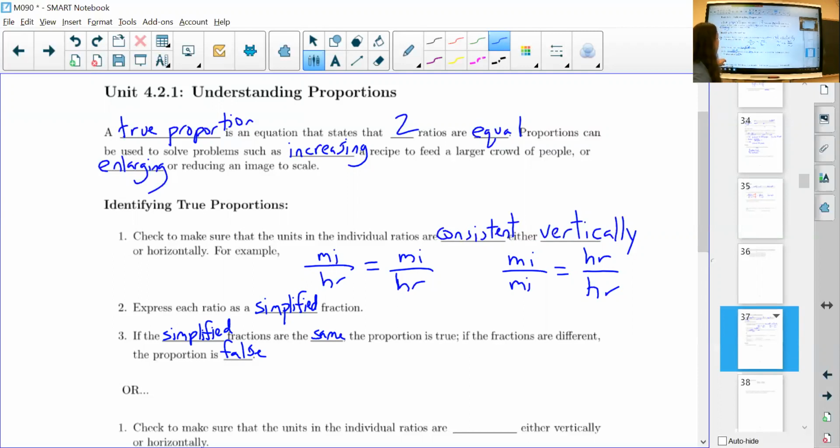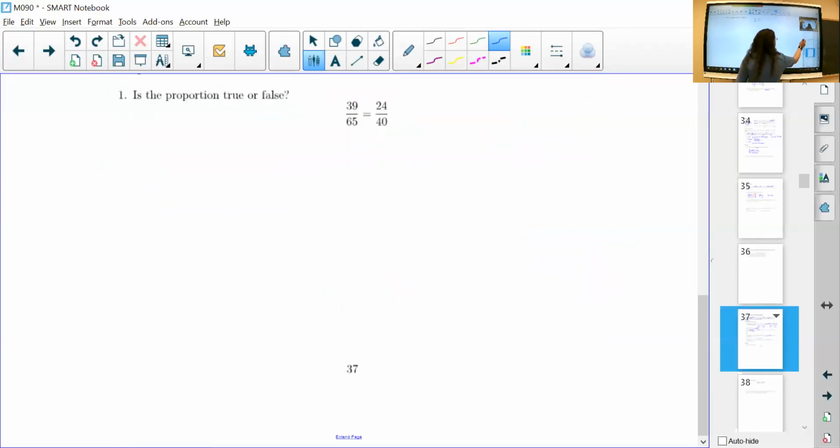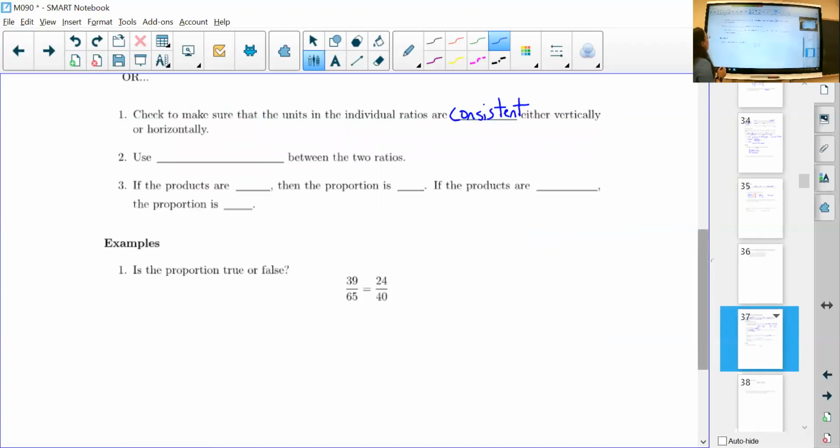Method two says, again, check to make sure that the units are consistent, either vertically or horizontally. And then we're going to use cross multiplication between the two ratios. And we'll see examples of both of these methods in a moment. If the products are the same, then the proportion is true. If the products are different, the proportion is false.